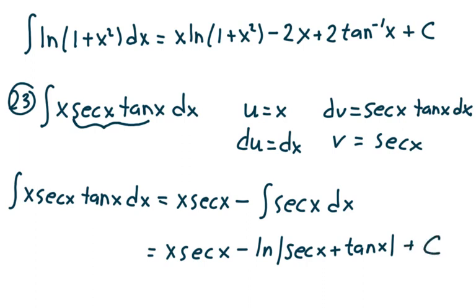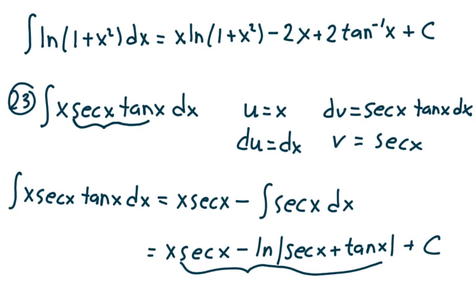The ultimate check is if I take the derivative of this whole entire function, I should get x secant x tangent x back. That's how you can actually check to see if we did it right. Okay? And that right there is how you do problem 23.